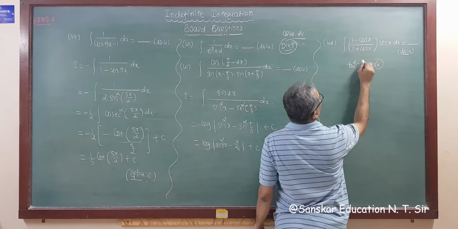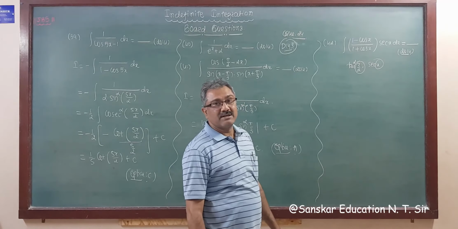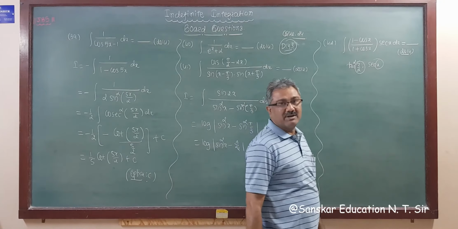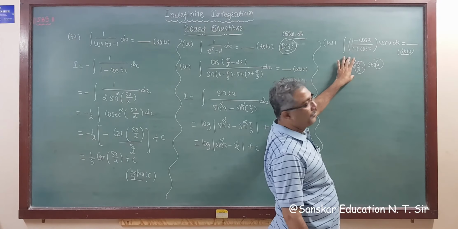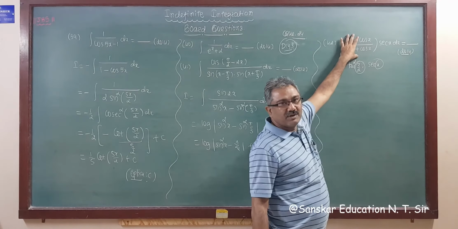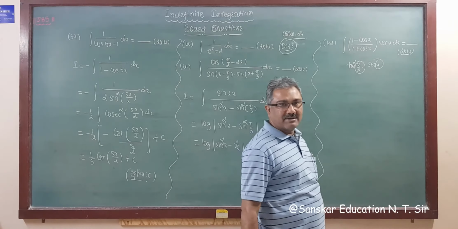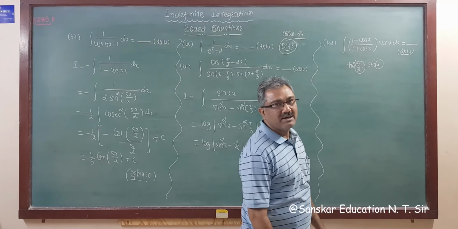How do we adjust this x by 2 and x? So this is difficult for us. So only one thing is possible: instead of applying this formula, you can divide and multiply by 1 minus cos x, and then bifurcate, and you will get your answer. That is one method, but I am not using that method.